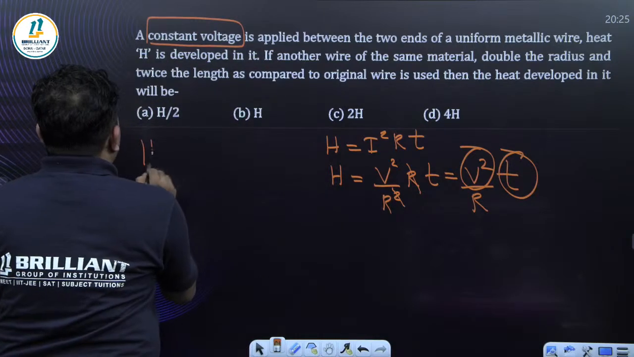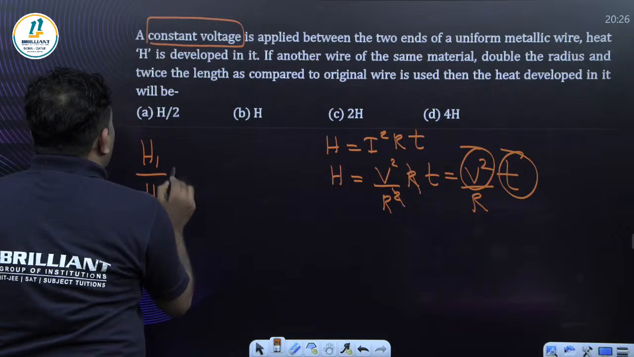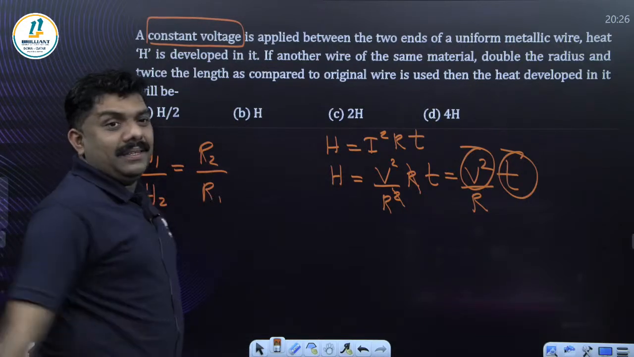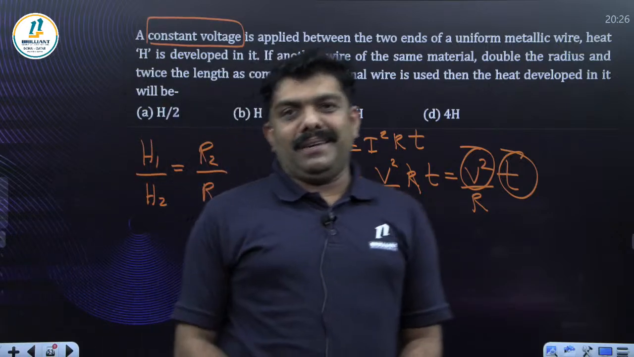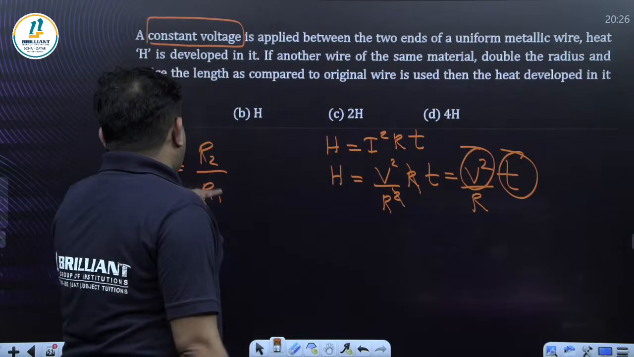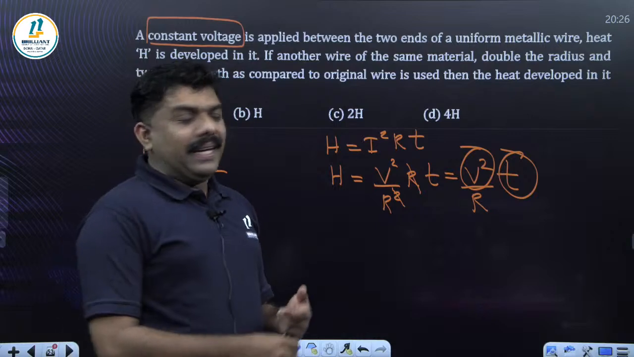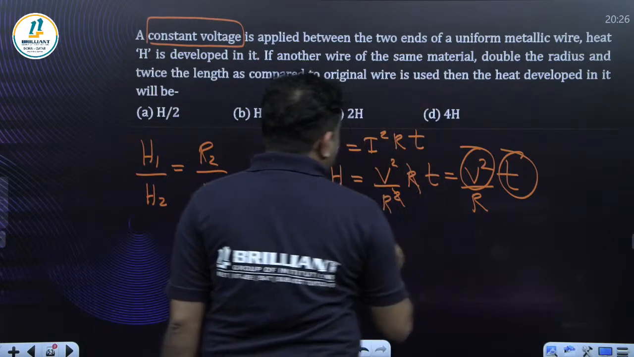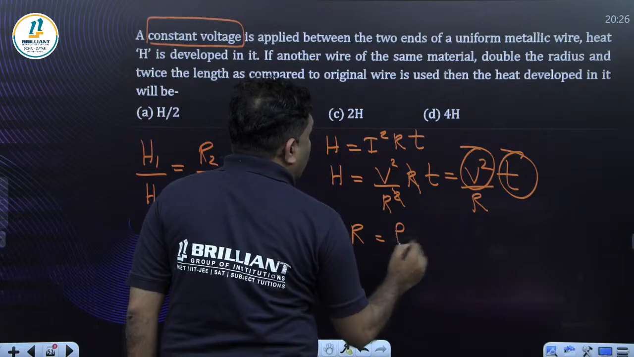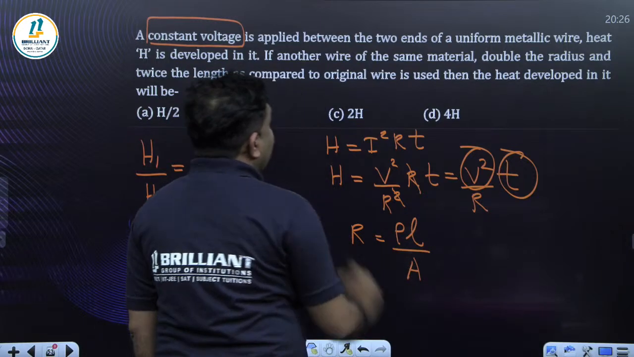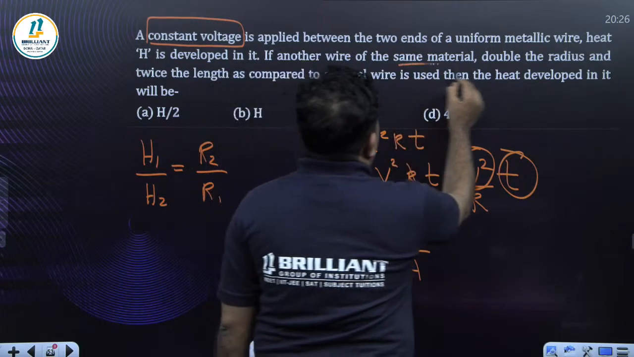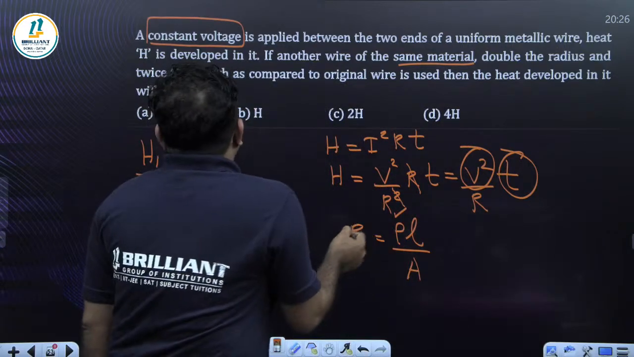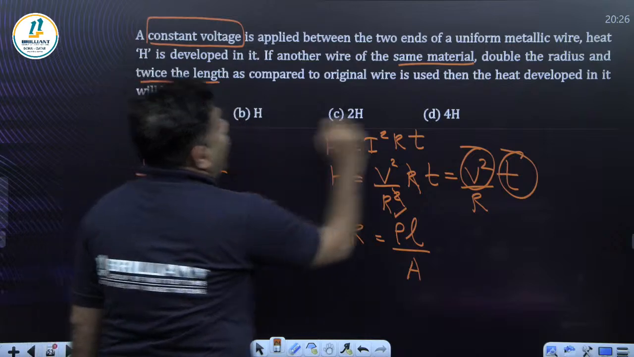So I am writing now, please see, H1 by H2 is equal to R2 by R1, because they are inversely proportional. Now this R2 and R1 value we can find by using this idea. Look, here they are saying same material. Now what is the resistance formula? R equal to rho L by A. Here same material, so rho will be same. And we can say double the radius and twice the length.